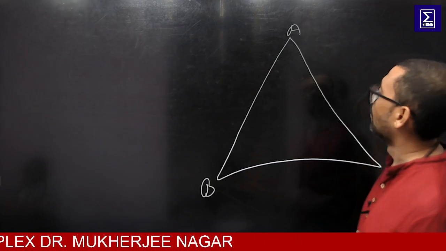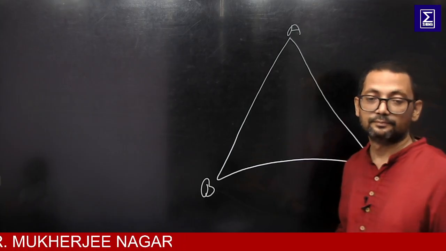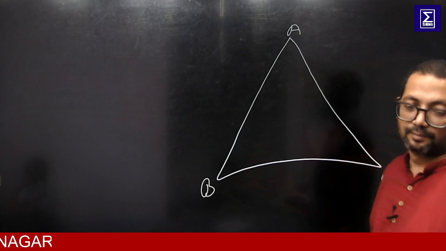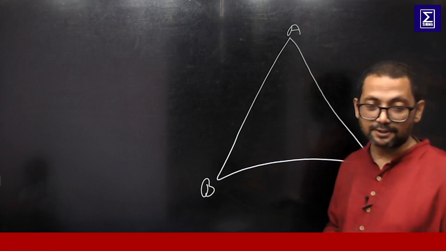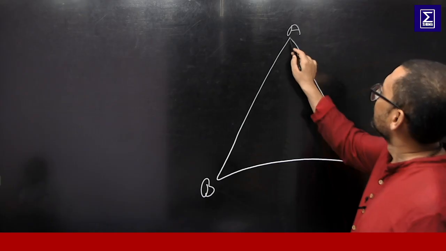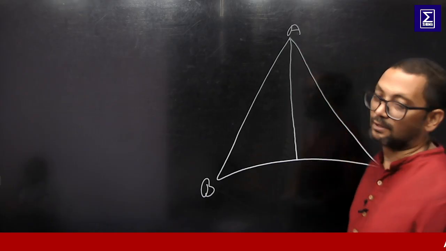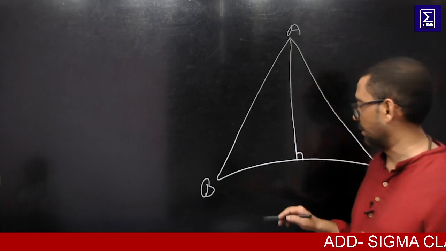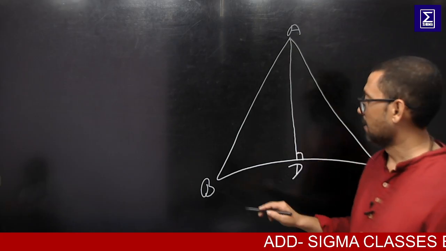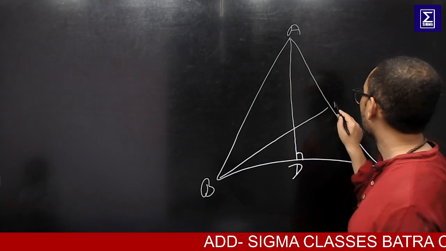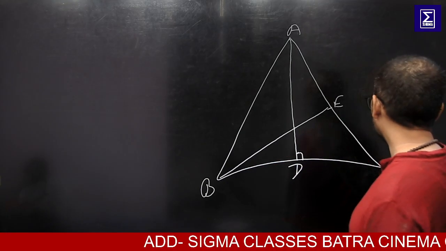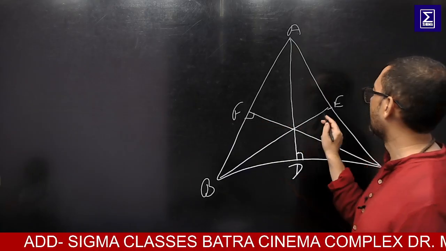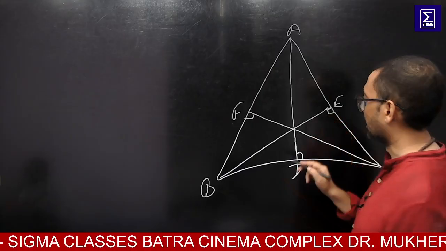What is orthocenter? Some time before I have explained it. Orthocenter is the point of concurrency of the altitudes. How many altitudes are there in a triangle? 3 altitudes. AD is an altitude, BE is an altitude, and CF is an altitude. Is that correct? So all are making an angle of 90 degrees with the opposite side, correct?